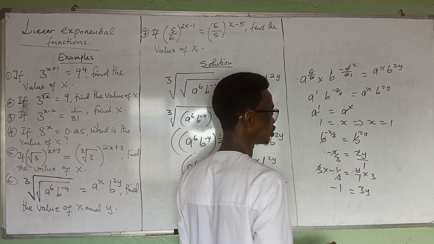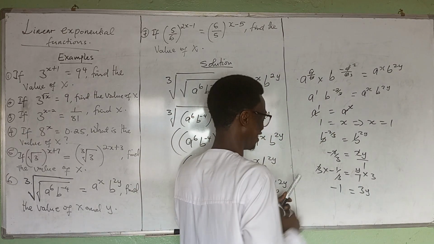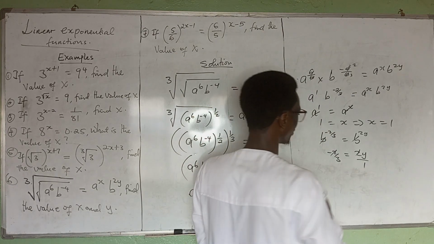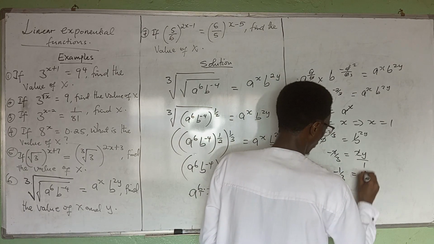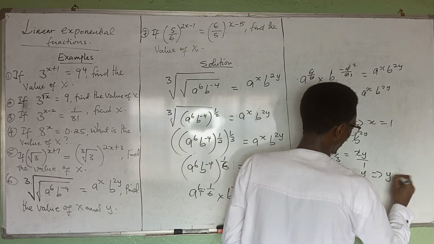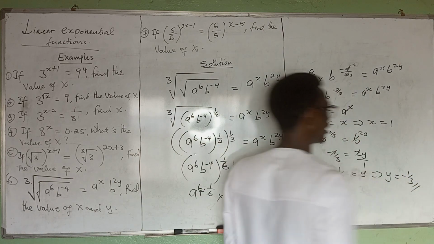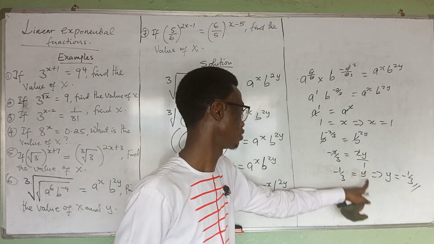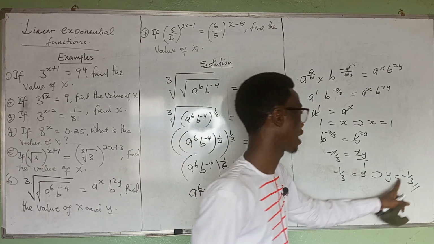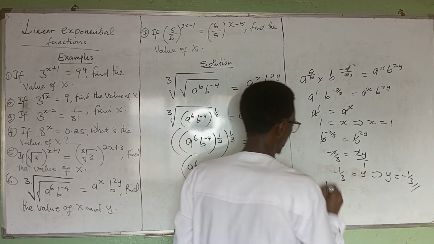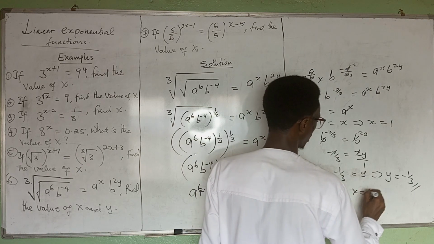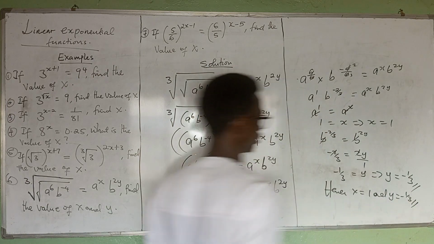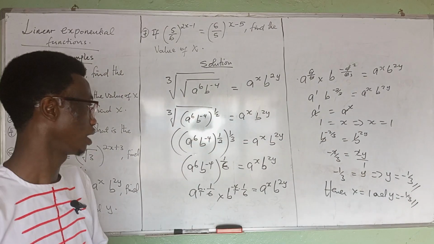Oh my God, do I even need to do that? So basically I'm left with minus 1 over 3 here equals y. So therefore my y becomes minus 1 over 3, right? You don't need to cross multiply again, because at the end you are looking for y already. So that becomes y equals minus 1 over 3. Hence your x is 1 and your y is minus 1 over 3. So those are your answers.